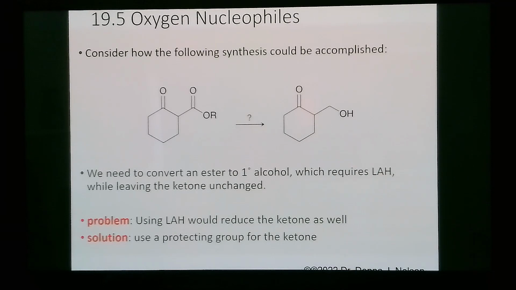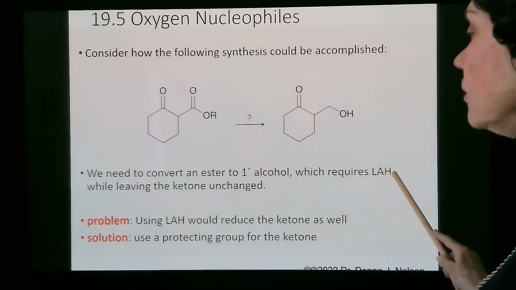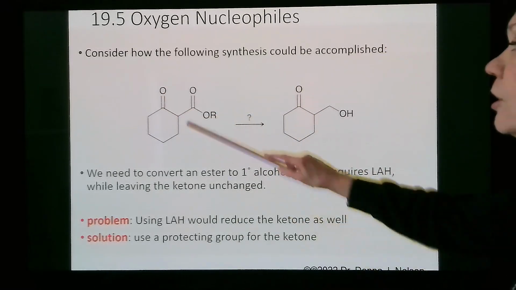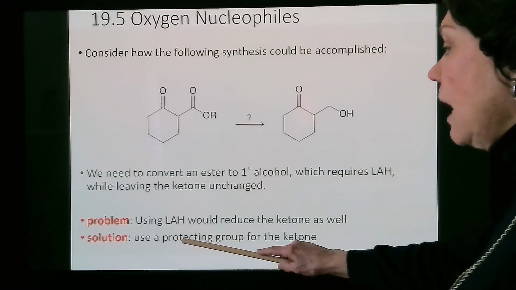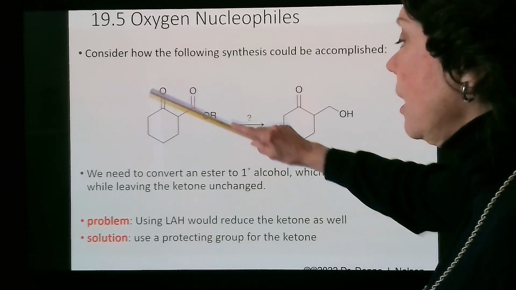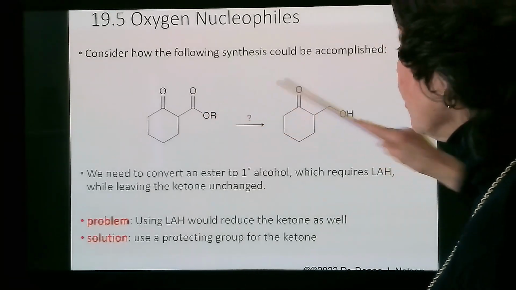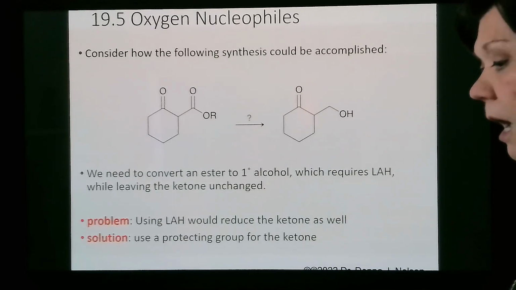So let's look at how this synthesis could be accomplished. Convert the ester to a primary alcohol, which requires LAH, leaving the ketone unchanged. LAH would reduce the ketone as well. So you'll use the acetal as a protecting group for the ketone, and then you can reduce this ester to the alcohol.